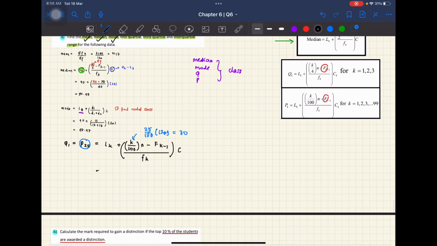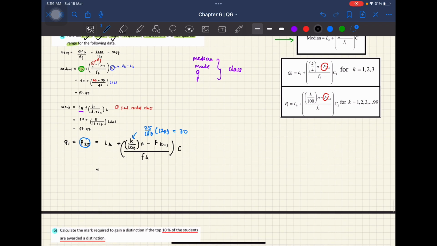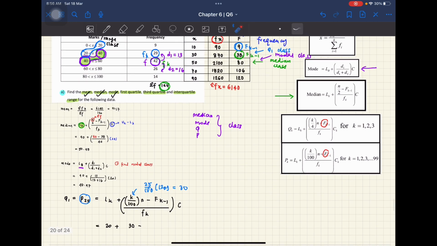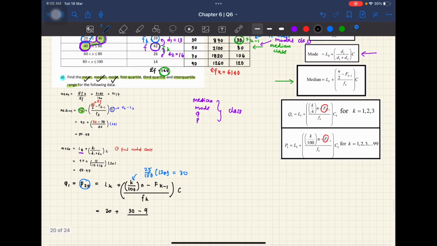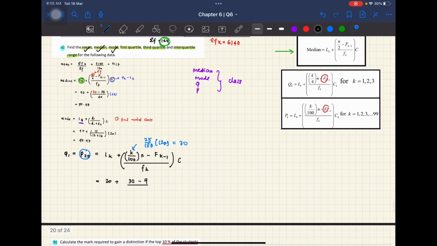So LK kita berapa tadi? So kita ada 20 tambah 20 bahagi 2 dapat 20. Okay, and then plus with, so nilai tadi K over 100, this one kita dah cari tadi, which is equals to 30. Okay, so tambahkan dengan 30. So tolakkan dengan FK minus 1. FK minus 1 is over here. We get 9. And then divided by, so F kecil, okay. So that is 29. Tutup bracket, darabkan dengan C. C kita sama sahaja, kelas kita tak berubah. Class width kita tak berubah. It's equals to 20. Okay, jap, let me check first. Betul ke saya buat ni? Jap.